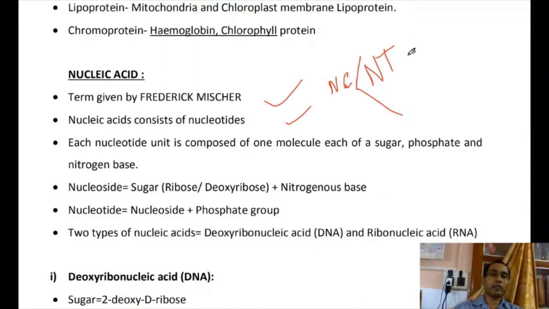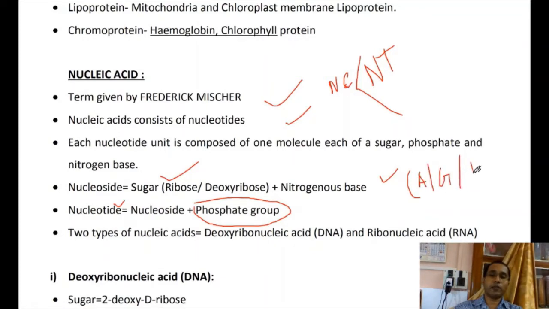So tide means another part is there. Tide means nucleoside plus phosphate group. This is the phosphate group; addition of a phosphate group will make the nucleotide. So a nucleoside consists of one sugar molecule, that may be ribose or deoxyribose, plus nitrogenous bases. Nitrogenous bases means any type of nitrogenous base, A, T, G, C, any of adenine, guanine, cytosine or thymine, any type of nitrogenous base can be present in nucleosides.